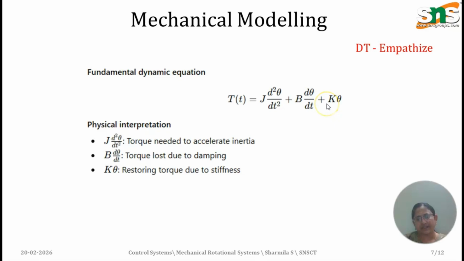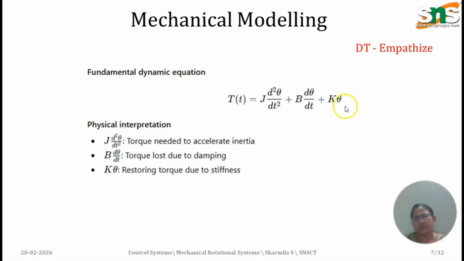Next is K into theta, which is the torsional spring. This stores energy in rotational form. The restoring torque is proportional to angular displacement, so we can represent Ts equal to K into theta. So more twist gives more restoring torque. Now let us combine these elements to form the mathematical model: T is equal to J into d square theta by dt square plus B into d theta by dt plus K into theta.